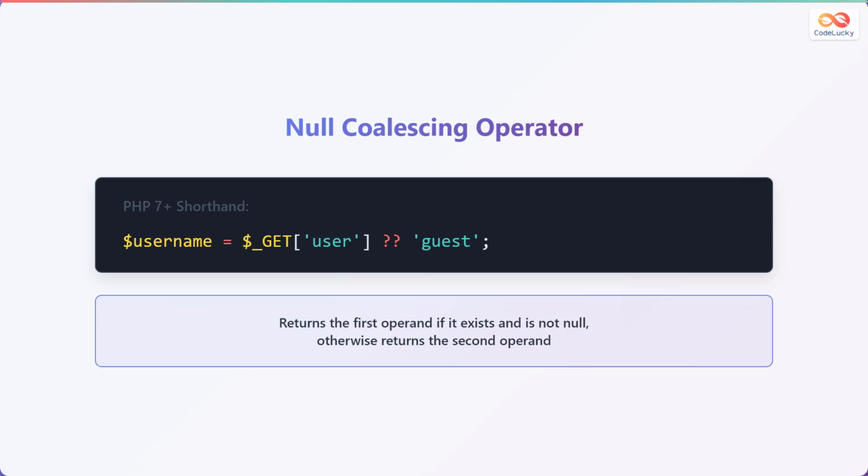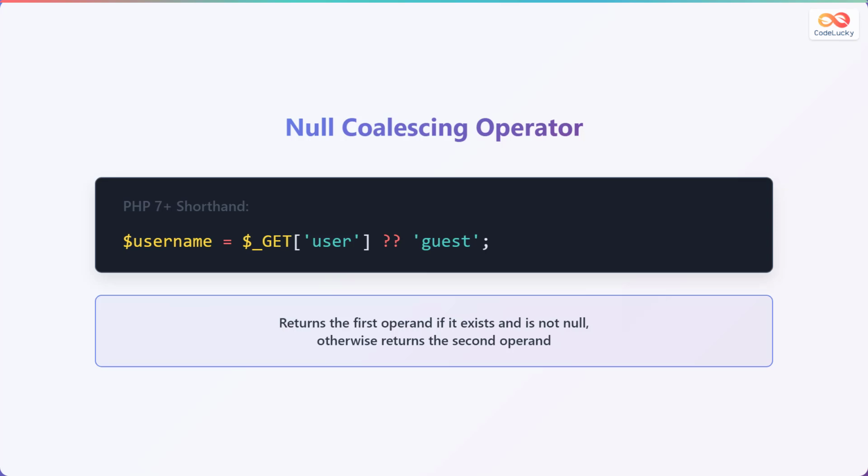From PHP version 7 and later, a shorthand syntax called the null coalescing operator is available. It is represented by two question marks. The null coalescing operator provides a way to return the first operand if it exists and is not null. Otherwise, it returns the second operand.